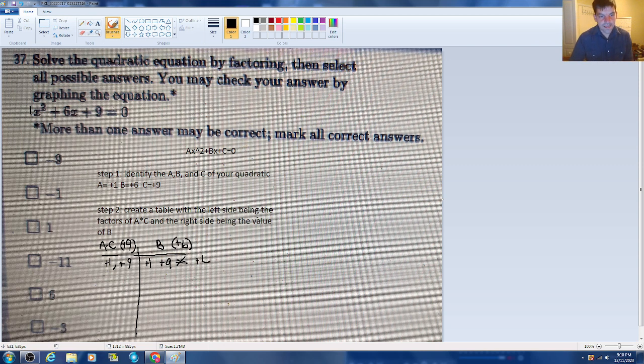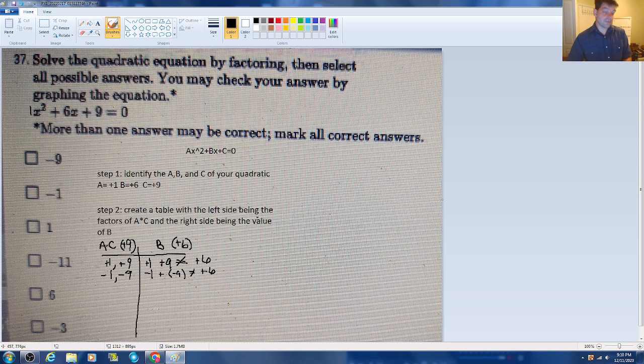So let's go ahead and look at, how about negative 1 times negative 9. So now we're looking at the negative approach to reaching a positive number by having it be a double negative. So negative 1 times negative 9 is positive 9, but negative 1 plus negative 9 again does not equal positive 6. So far we haven't had much luck.